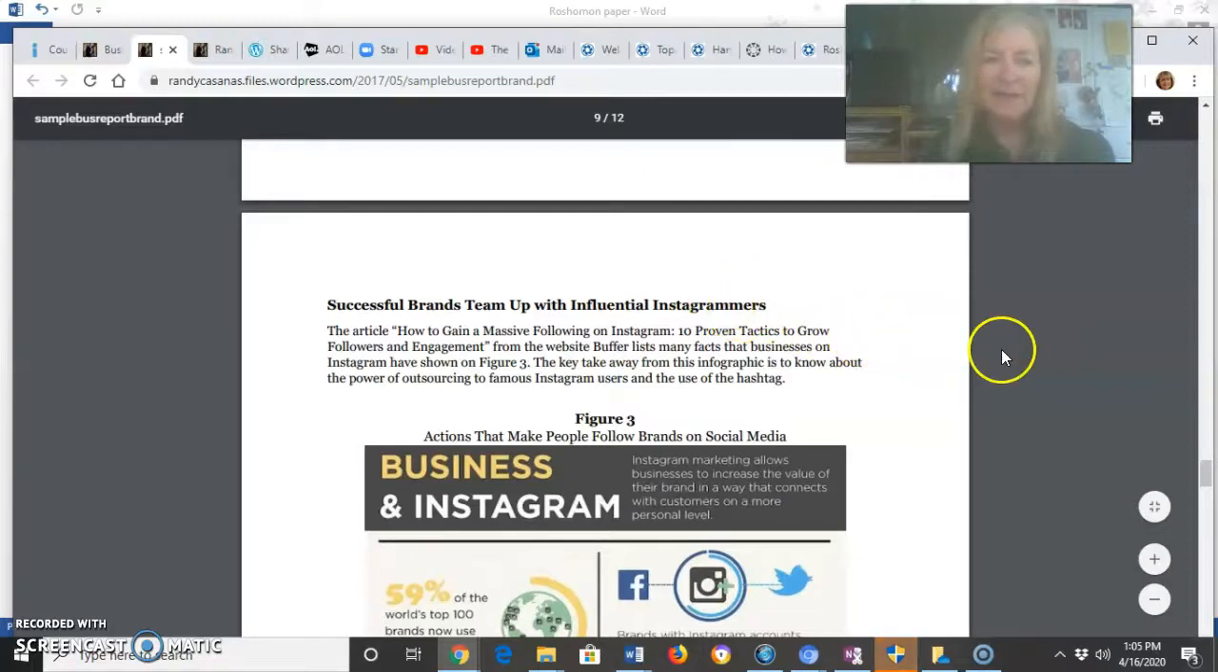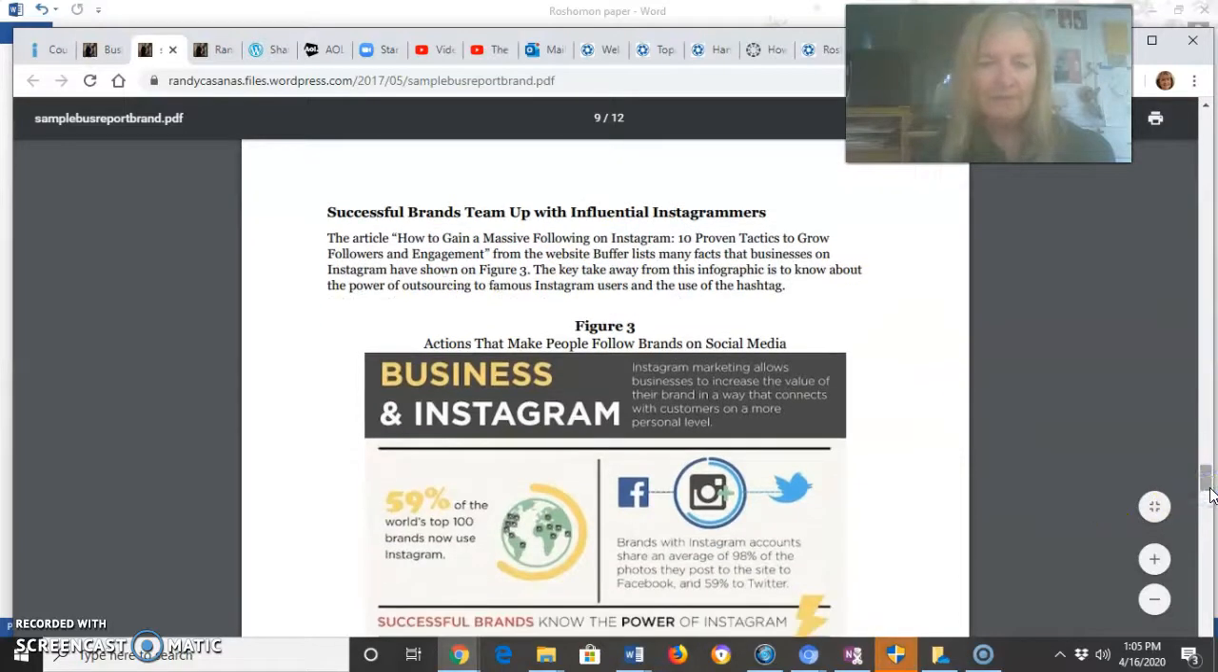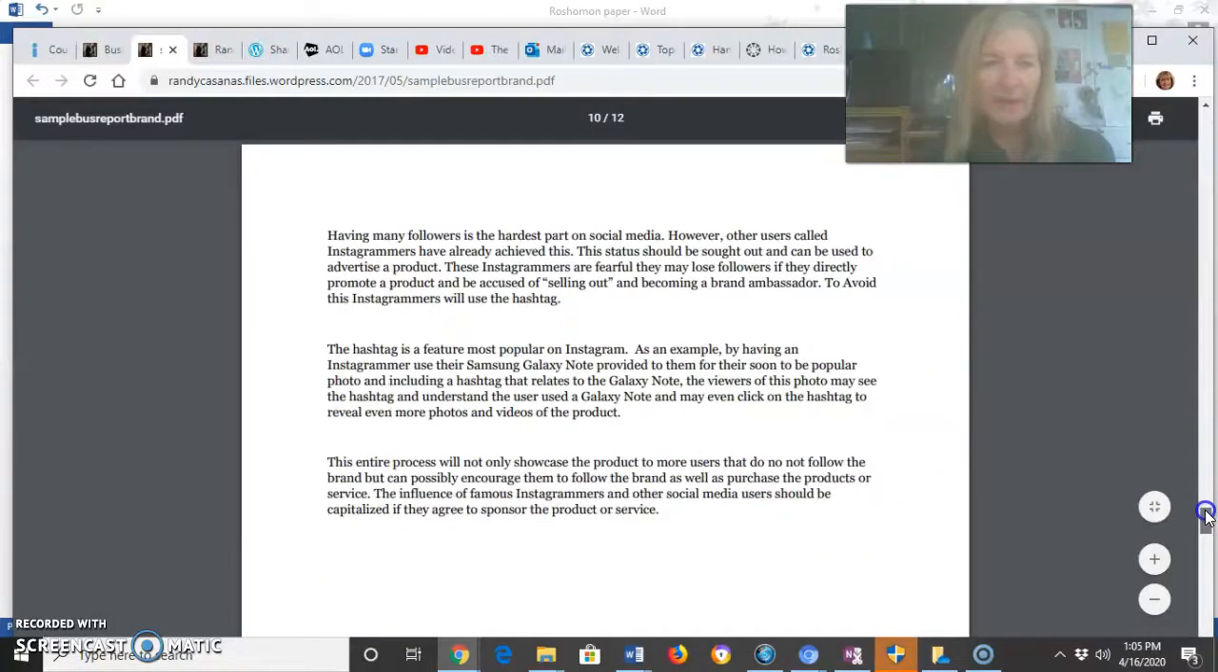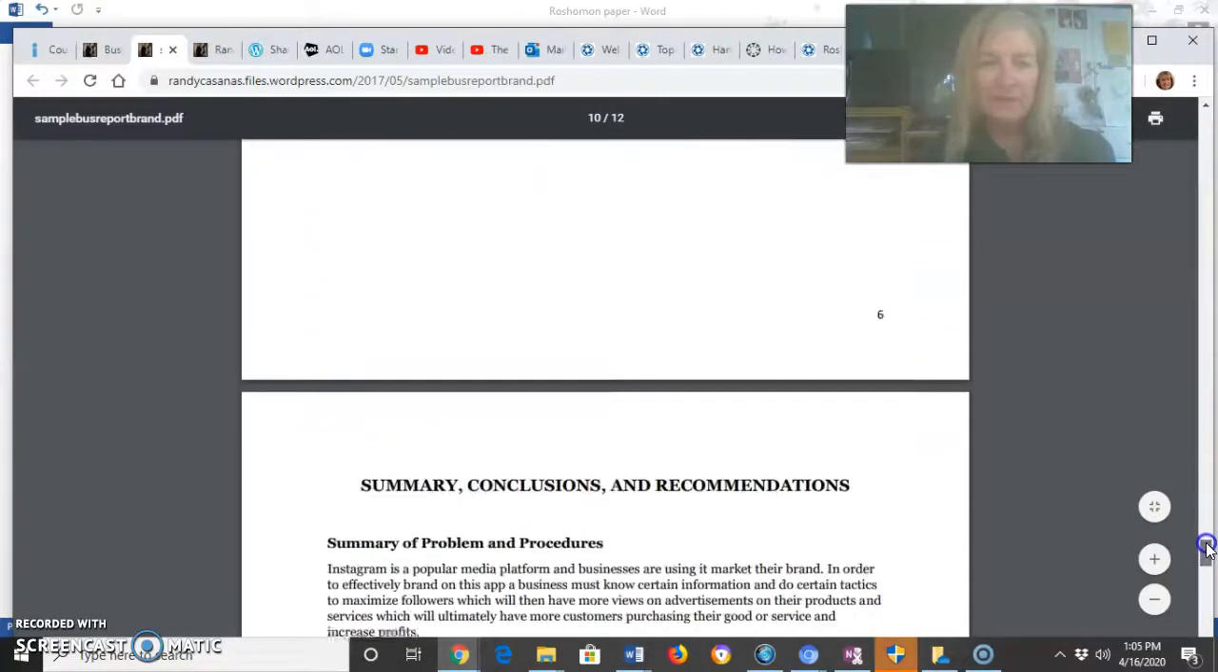Successful brands team up with influential Instagrammers. So we have another introduction where I said that the graphs have to be integrated with the text. So you have figure 3 in the text, and then you have the actual figure with all the ingredients that are necessary. And we have the final page of the findings.